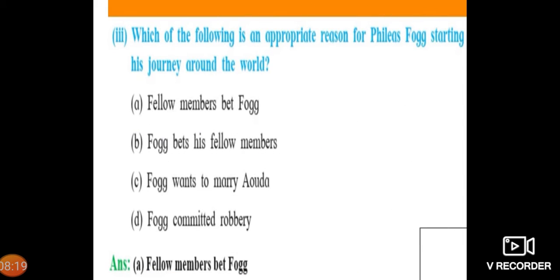Third, which of the following is an appropriate reading for Phileas Fogg starting his journey around the world? Fellow members bet Fogg. Fogg bet his fellow members. Fogg wants to marry Aouda. Fogg committed robbery. So the answer is fellow members bet Fogg.